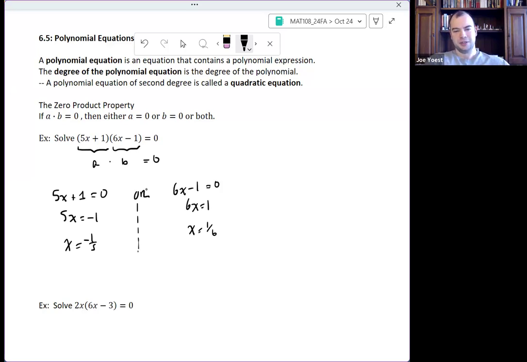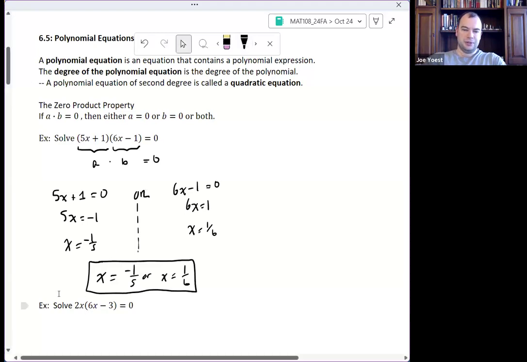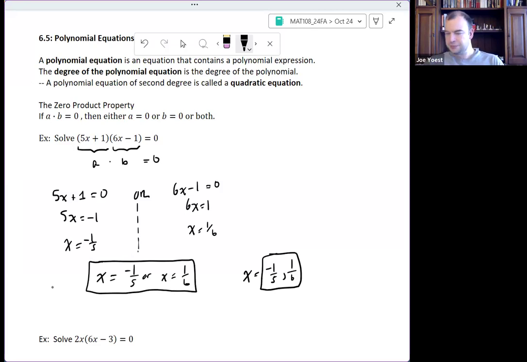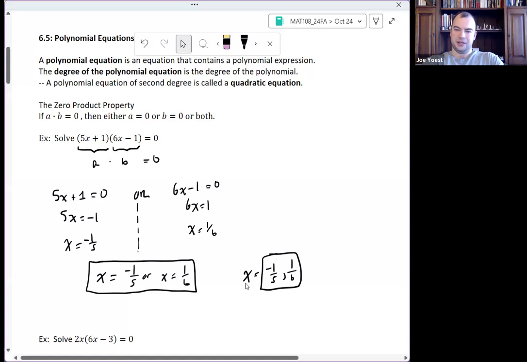And then typically I'll write my answer as something like x equals negative 1/5 or x equals 1/6, and say that that is my answer. I have two different numbers that are solutions to this equation. A lot of times I'll just write something like x equals negative 1/5, comma 1/6, or maybe even just not the x equals when the context is clear. So I might just write negative 1/5, comma 1/6, or negative 1/5, 1/6 next to each other, something like that.